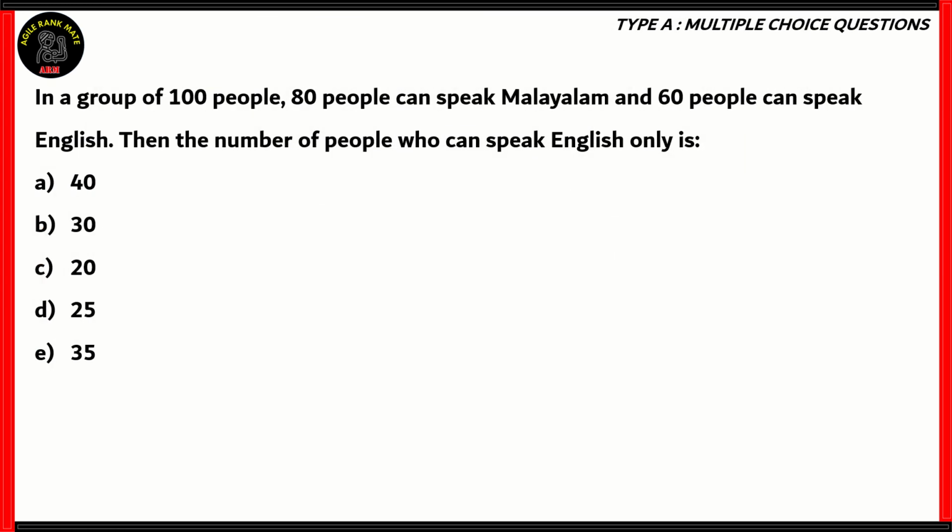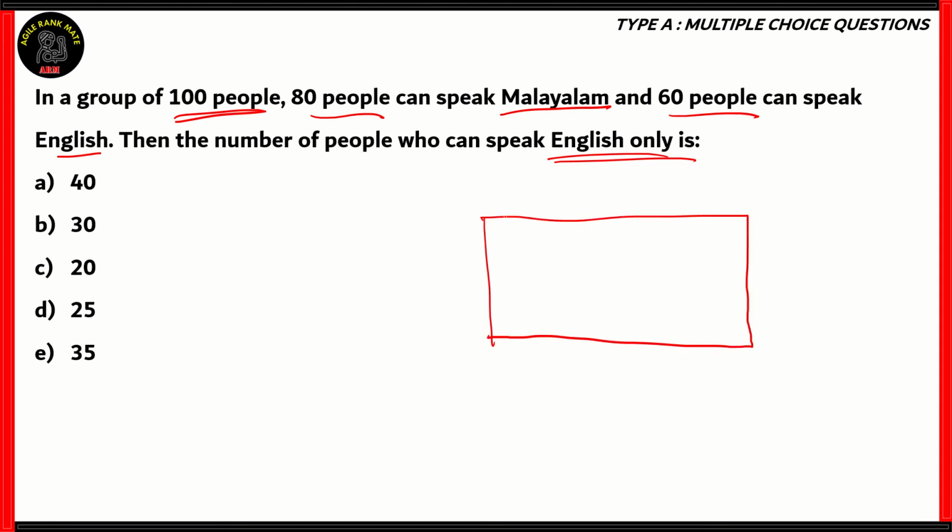Next question. In a group of 100 people, 80 people can speak Malayalam and 60 people can speak English. Find the number of people who can speak English only. So technically we will have to use a Venn diagram here. So we have an external set, which denotes the universal set. And then we have two sets, Malayalam and English. Let's represent them by M and E respectively.